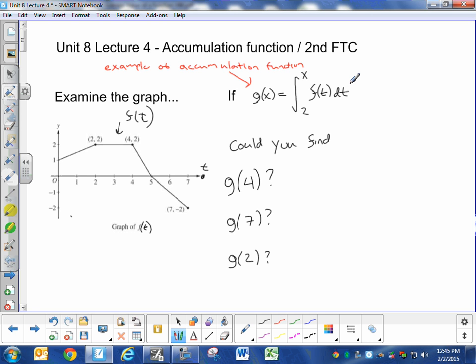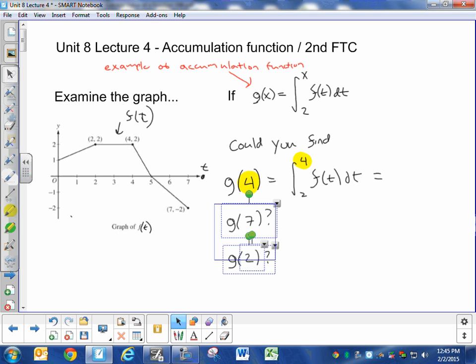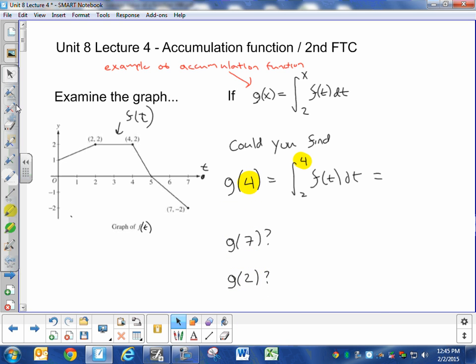That's exactly right. So G of 4 is right here where X is. If I wanted to find G of 4, wherever I see X, I'll just replace it with 4, and I'll find the area under F from 2 to 4. And what is that? Here is F. The area from 2 to 4 is 4.